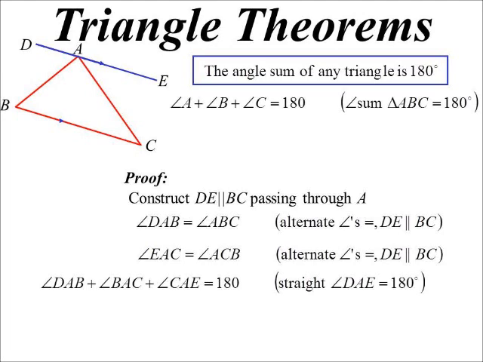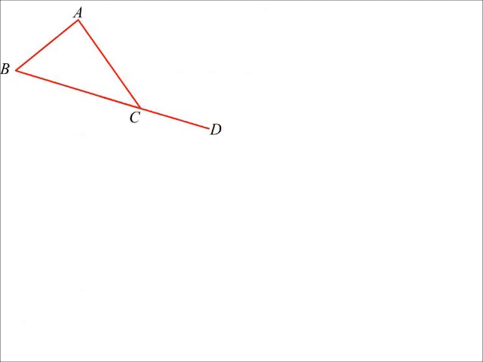Well, looking at the straight angle DAE, DAE could be written another way, and that is, in fact, DAB plus BAC plus CAE. So all of those three are, in fact, a straight angle. So I know they add up to 180. But we've just said DAB is the same as ABC, and EAC is the same as ACB. So if I substitute that in, I get the three angles of the triangle adding up to be 180 degrees. So there's a proof.